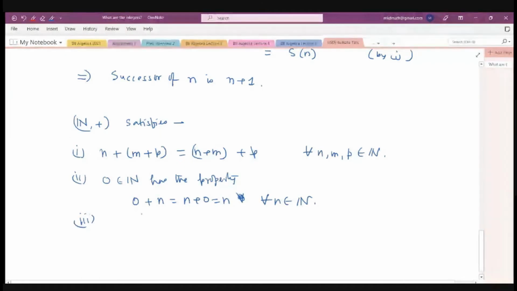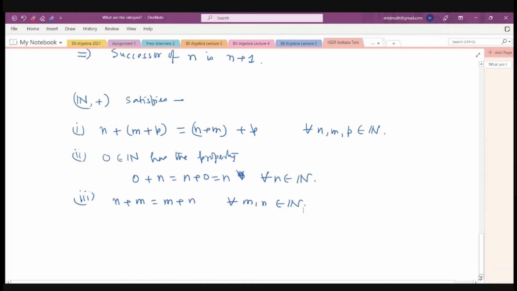Number 3, n plus m is equal to m plus n for all m, n belonging to N. So this is again commutativity. This you can again prove using induction. So try to prove these things. I'll write a property 4 here: m plus a is equal to n plus a implies m is equal to n. So this is called cancellation.